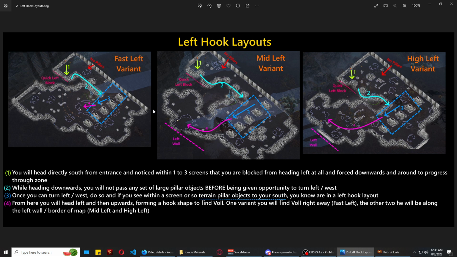Either way, though, what's important to note is that essentially Vol in any of the left hook layouts will always be above or north of these pillars. So if you go past these pillars in a left hook layout, you will not find Vol below them at all.